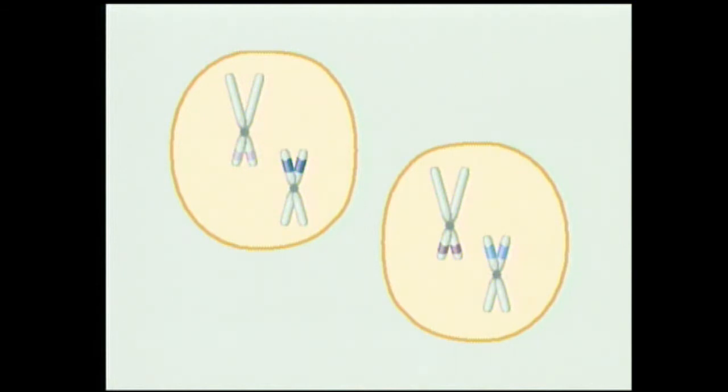The alleles for seed shape have also segregated. The allele for wrinkled seeds is in the left daughter cell, while the allele for smooth seeds is in the right daughter cell.